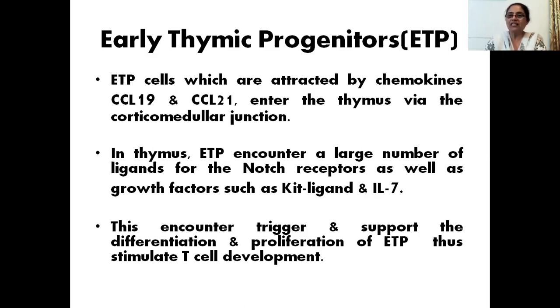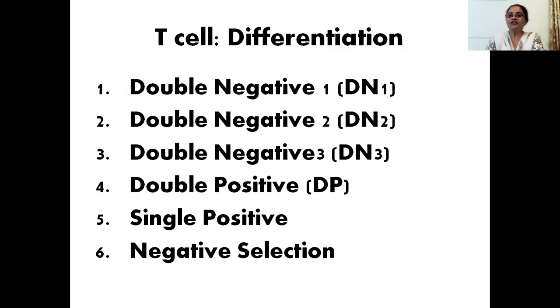Here the ETPs start differentiating and proliferating, and this starts the development of T cells. So when ETPs enter the thymus and encounter these ligands for the Notch receptors as well as growth factors and interleukin, this gives rise to differentiation of ETPs into T cells.